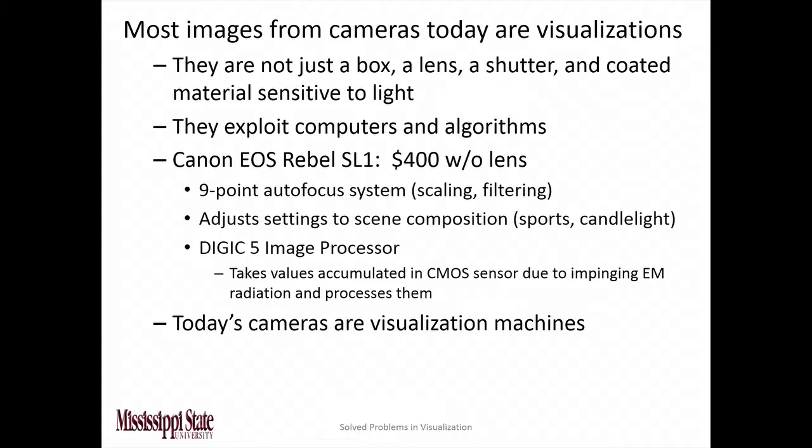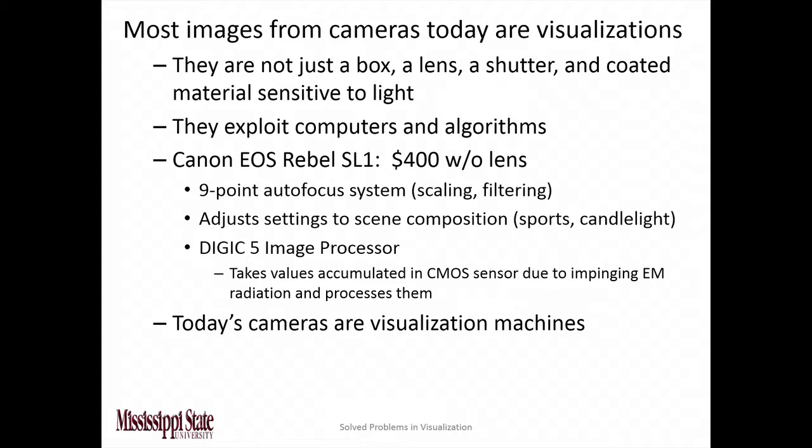I use a Canon camera because we're using it in some of the small unmanned air systems that we're flying. For $400, and that doesn't include the lens, which is probably almost as much, you can get a camera that has a 9-point autofocus system. It does scaling and filtering almost instantaneously. It adjusts settings to scene composition. Many of your cell phones probably do this. You can set it to sports, or candlelight, or kids, or food, or something like that. There are algorithms in there to do this kind of adjustment.